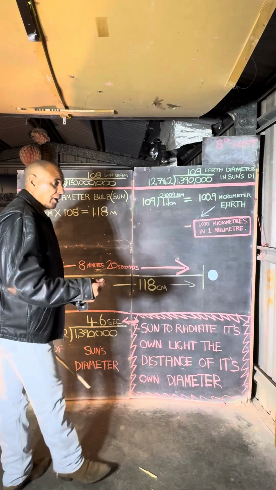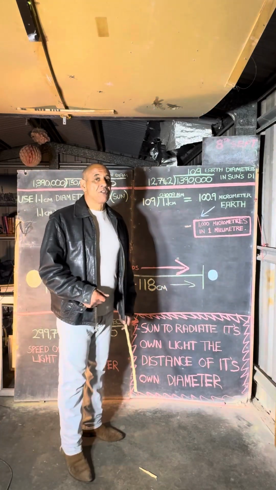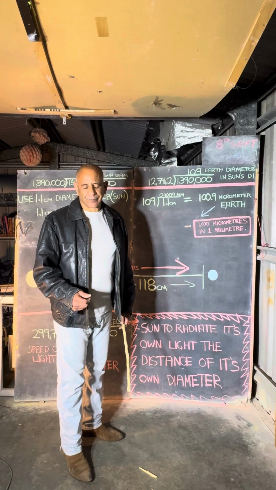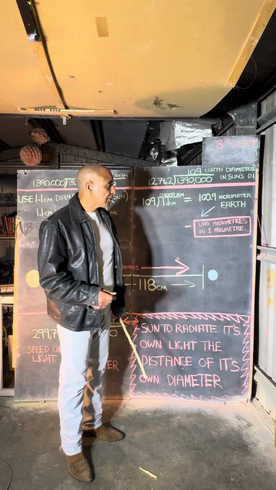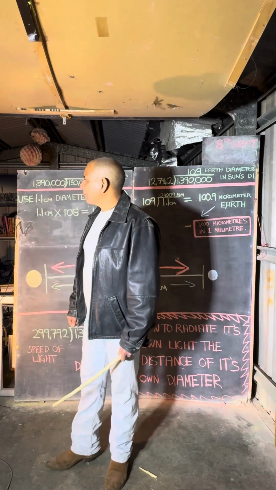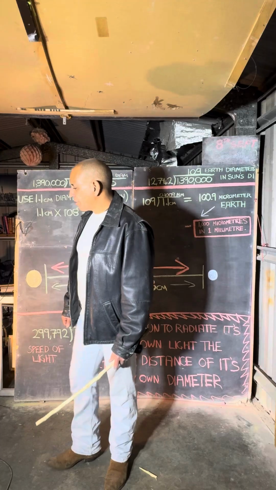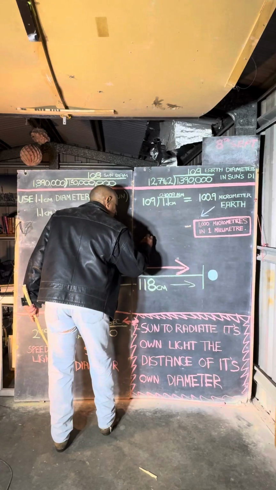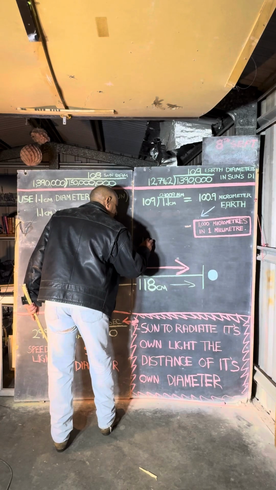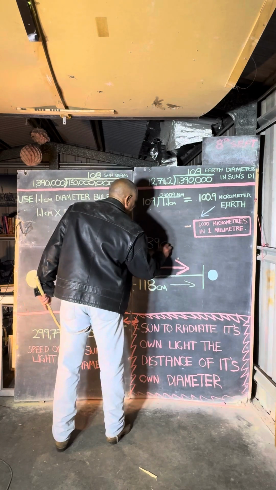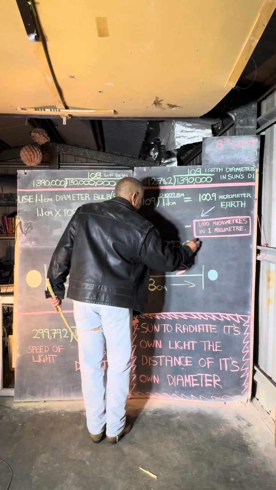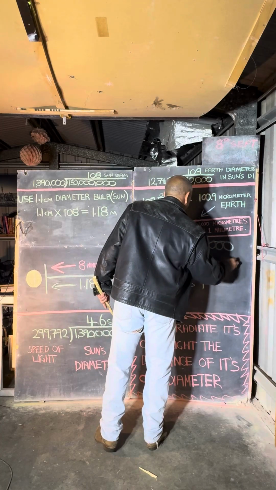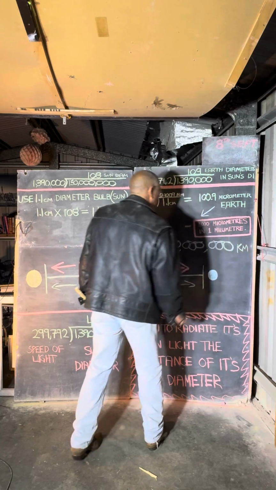100,000 times its 1,390,000 kilometre diameter. What is that one? I'll have to ask Alexa because I hadn't thought about this one. Alexa, what's 100,000 times 1,390,000? 100,000 times 1,390,000 is 139 billion. 139 billion kilometers.